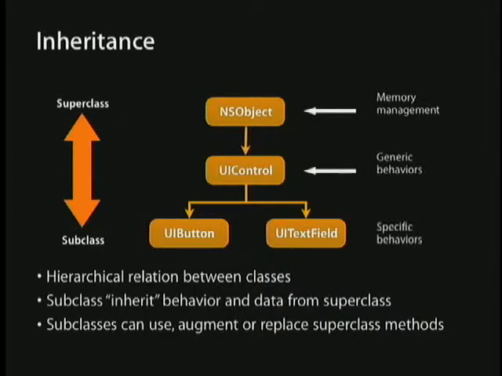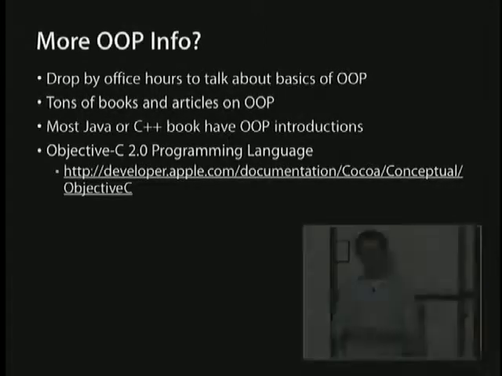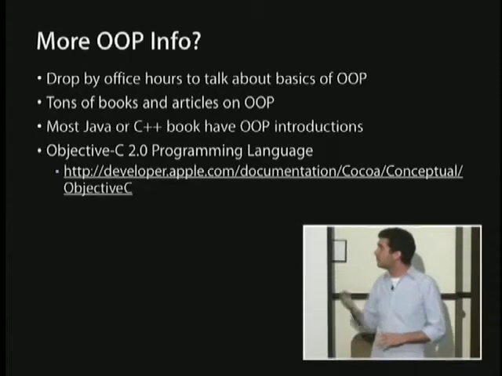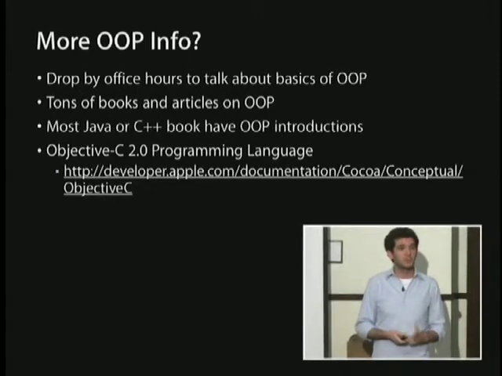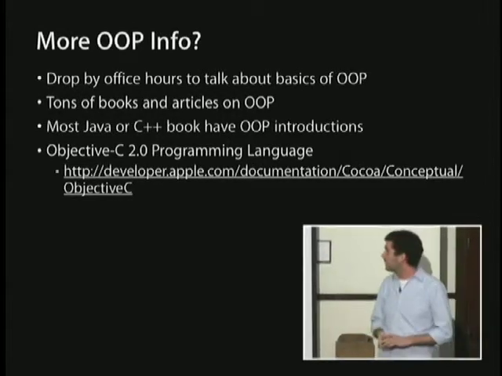And then, as I said, UIControl provides some of the generic behaviors and specific behaviors on the button and text field. All right, so hopefully everyone already has a foundation with this stuff. But if you've got any questions, things you're not quite sure about, or are unclear on any object-oriented ideas, definitely drop by office hours to talk about some of the more interesting points. There's tons of books on OOP. There's plenty of stuff available on the internet. And we've got some good documentation at developer.apple.com as well, which provides an OOP perspective from Apple's point of view. And that's available in the Conceptual Objective-C documentation.